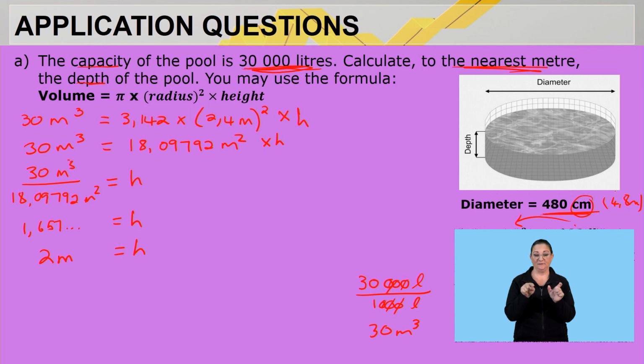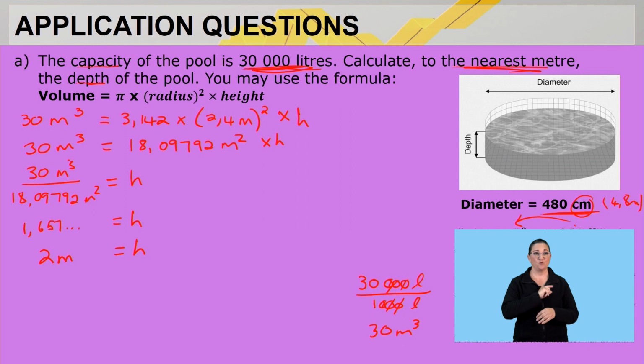I first converted that to meters by dividing it by 100. I ended with 4,8 meters. Then in my formula, I was looking for the radius. I know the radius is half my diameter. Therefore, I divided 4,8 by 2. I substituted all my values now in meters.